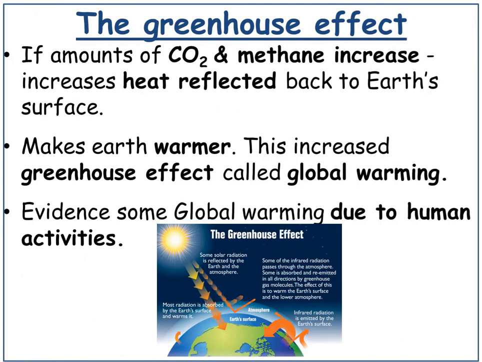If the amounts of carbon dioxide and methane increase, this will mean that heat is reflected back to the Earth's surface. This therefore makes the Earth warmer. This increased greenhouse effect is called global warming. There is evidence that some global warming is due to human activities.